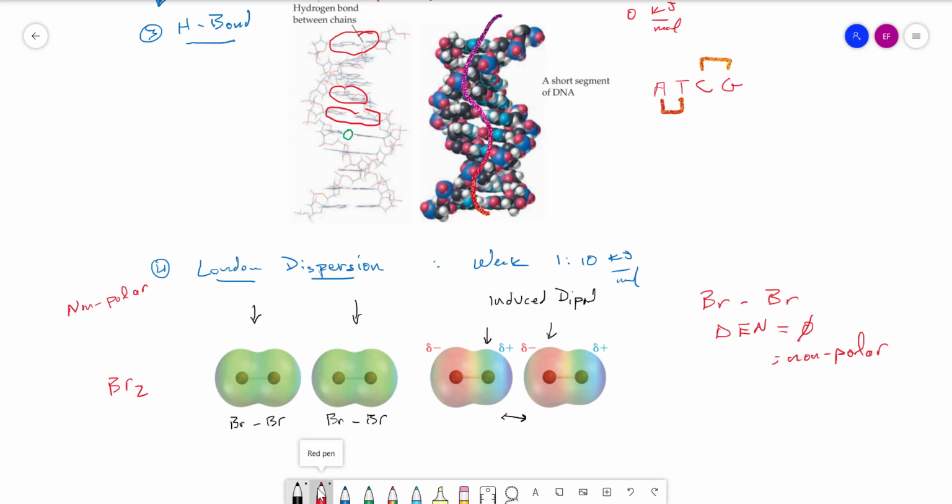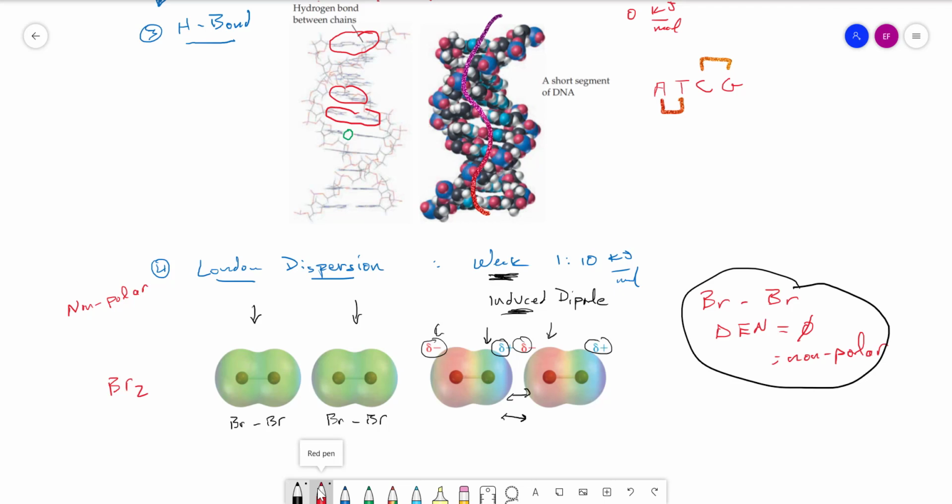And the name induced dipole should ring true here in that it doesn't have a standing dipole, right? We've already established that because it doesn't have a difference in electronegativity between the two atoms. But just simply bringing one negatively charged chunk of the molecule next to another causes a shift in that density for a very short window of time. And in doing so, that creates a very, very weak partially positive and partially negative portion of the molecule. So we have slight induced difference in electron density, and that creates an intermolecular force. It's weak, but it exists.